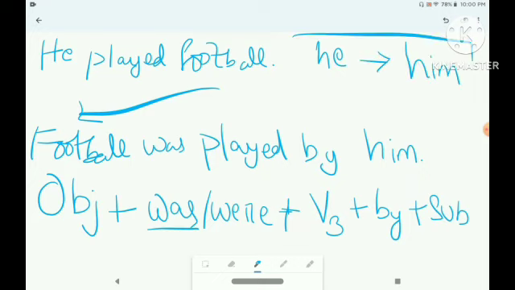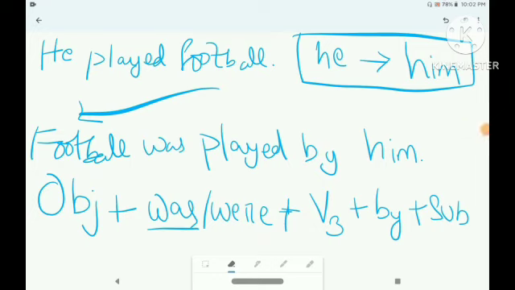Okay, note it down. At the last I will also write down this one so that you can take a note of these in your copies. Okay, now understood how we can convert past simple sentences into passive voice? It's also very easy to convert past simple sentences to passive voice.